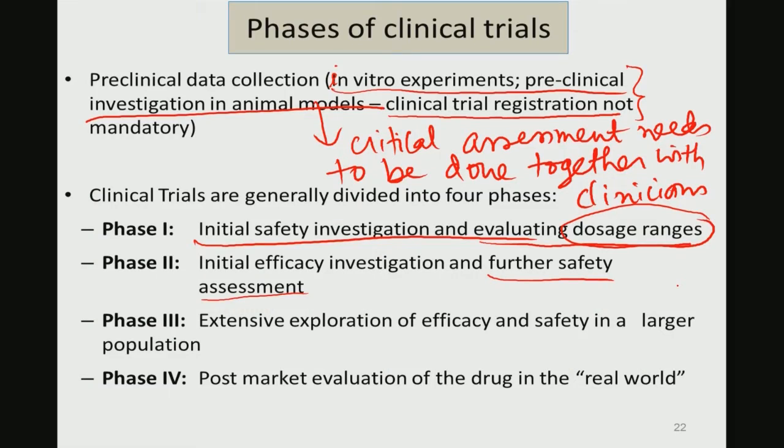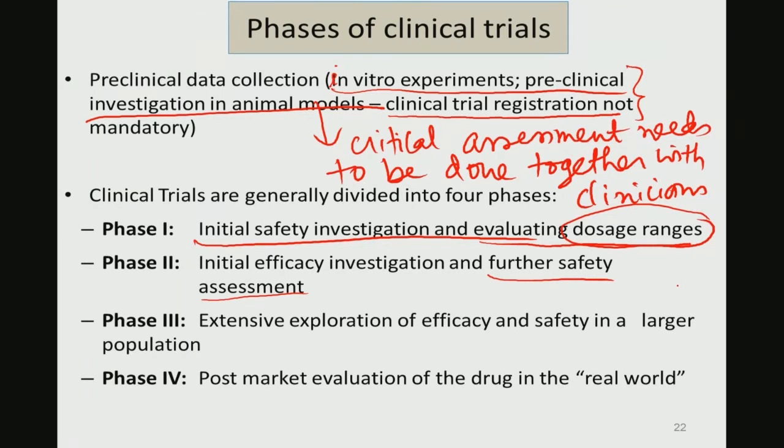So, let me go back to this discussion further. Now, I have mentioned the rationale for going from one phase to another. So, phase 3 essentially means extensive exploration of efficacy and safety in a larger population. So, if your phase 1 trial involves, let us say, 10 patients, the phase 2 trial should involve 50 patients, and the phase 3 trial should involve maybe 100 patients or 150 patients.